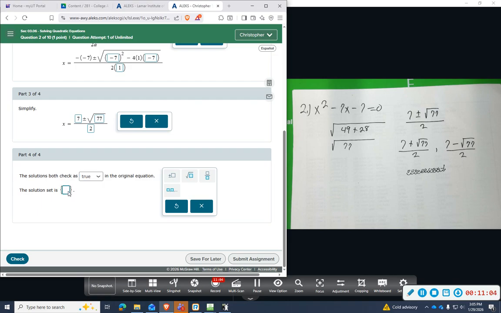And I don't know if they'll let me write it. Yeah, they'll let me write it like this. So I'm going to do a fraction bar. I'm going to do 7 plus or minus the square root of 77, and it's going to be over 2.